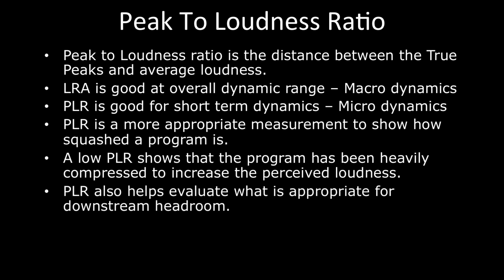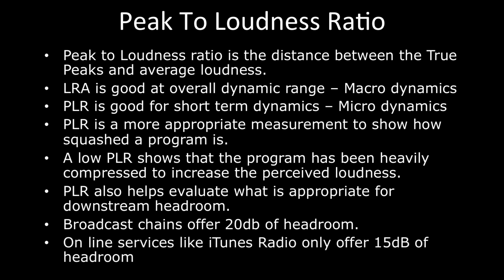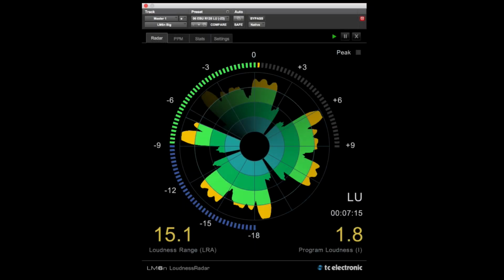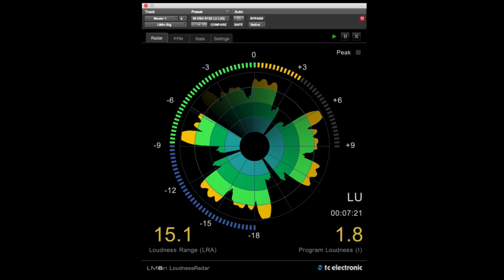Peak-to-loudness ratio is also relevant when considering the amount of downstream headroom. For instance, ATSC A85 and EBU R128 provide over 20 dBs of headroom, whilst online services like Soundcheck in iTunes only offer around 15 dBs of headroom. Now, just above the right-hand descriptor, the plugin running time is displayed. Now, this is the time in hours, minutes, and seconds since the last time the reset button was pressed.